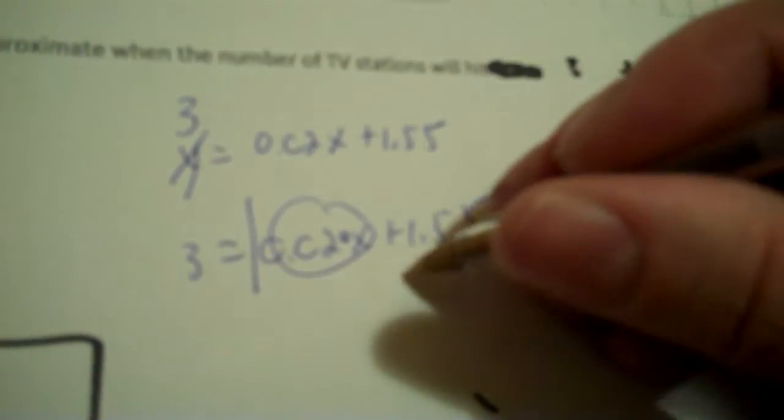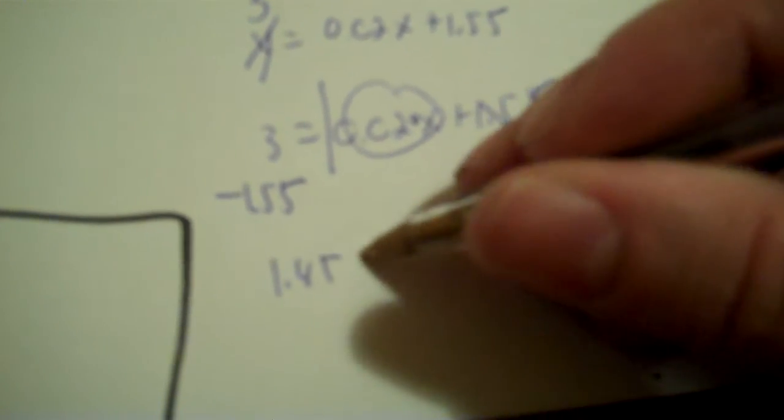Okay, so x has a times and a plus, so you get rid of the plus first. 3 minus 1.55 is 1.45, and then divide by 0.02. You're going to get a weird answer here. Just put 73. Okay. So 73 years it's going to take before it's at 3,000. Okay. Again, thousands you don't need to put the zeros behind it because it says it's in thousands.